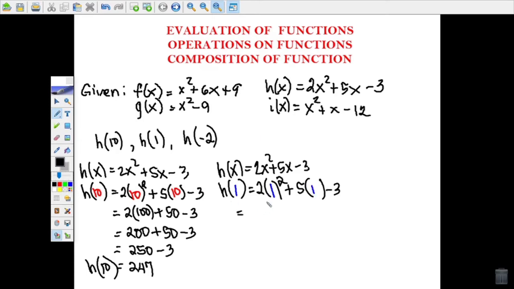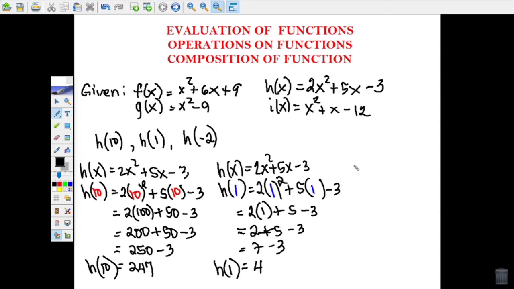Then simplify. So, 2 times 1 squared is 2, plus 5 times 1 is 5, minus 3. Copy minus 3. Then, simplify furthermore. 2 times 1 is 2, plus 5, minus 3. Then, 2 plus 5 is 7, minus 3. That would become equal to 4. So, therefore, that's the value of h of 1, and that is 4. And lastly, you are given h of negative 2.